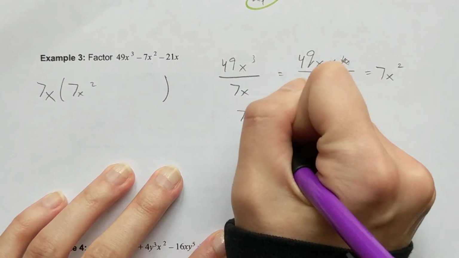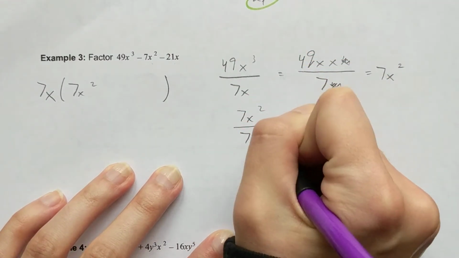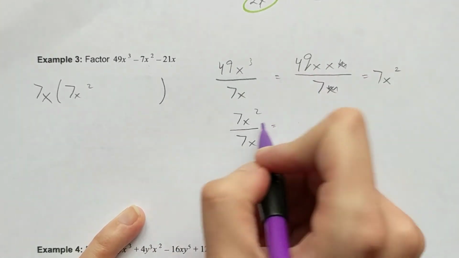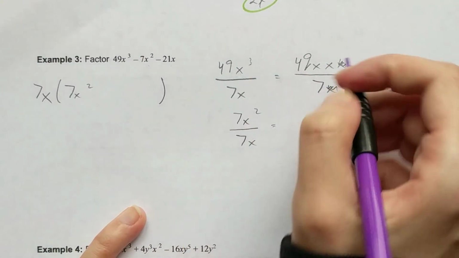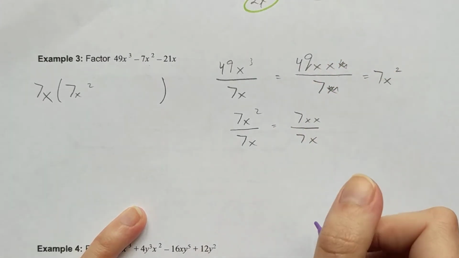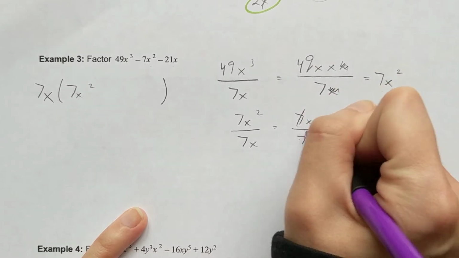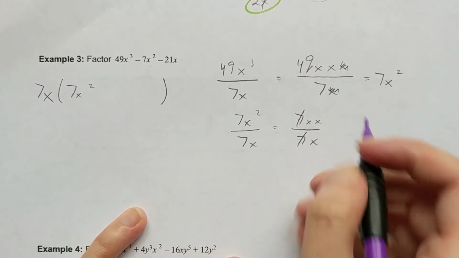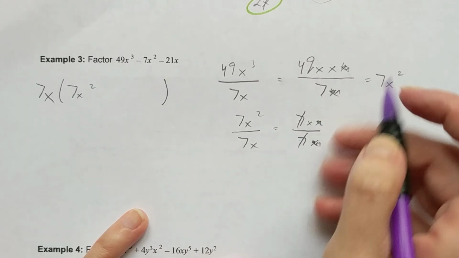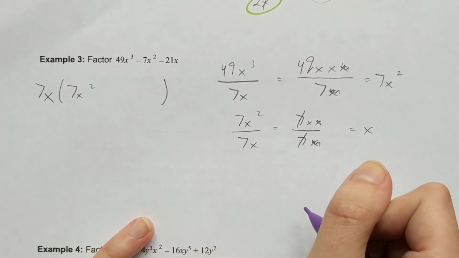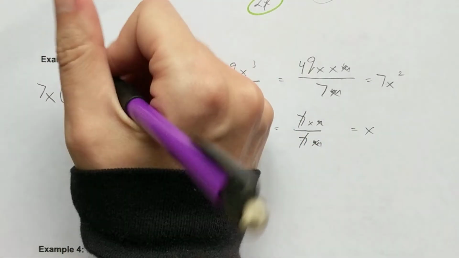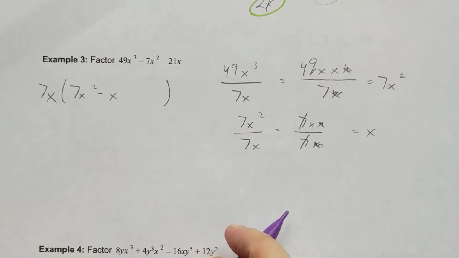Next I'm going to do 7x squared divided by 7x. Again, you can rewrite this to have multiple x's. 7 x x over 7x. 7 divided by 7 is 1, so we don't need to write anything. I scratch out some of my x's, those cross off, and I am left with a singular x. So I'm going to add an x here, and there was a minus sign in between, so I'm going to put my minus sign there.